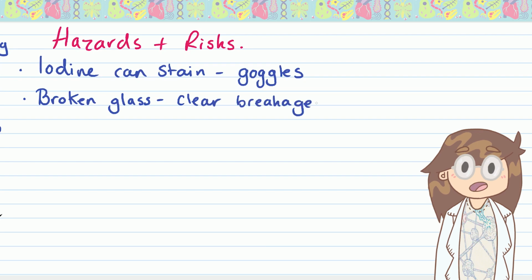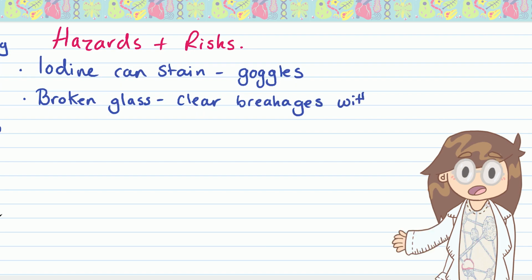And then any broken glass, because we're using glass stirring rods and glass boiling tubes, you just need to make sure if anything breaks, you clear breakages with a dustpan and brush. And if anyone gets a cut, you just wash the wound and then go and seek medical attention, be it your school nurse or someone that has first aid training.